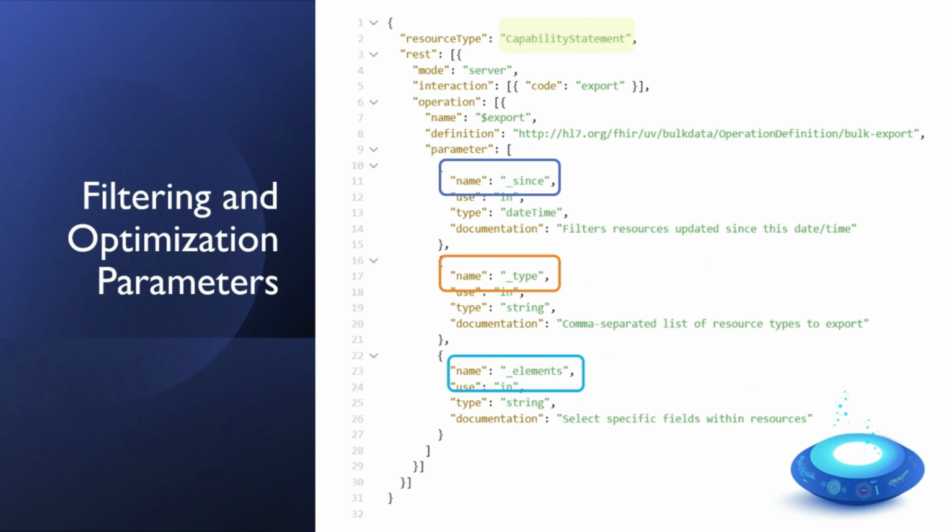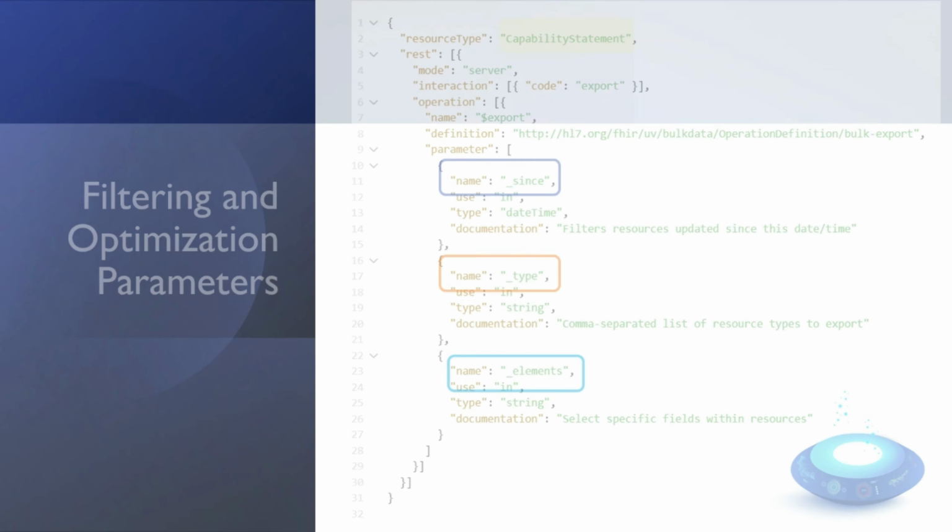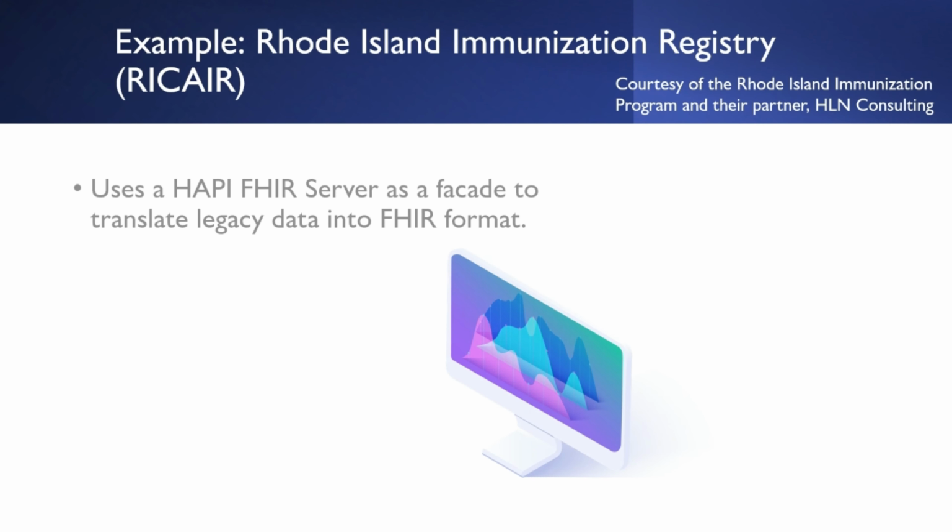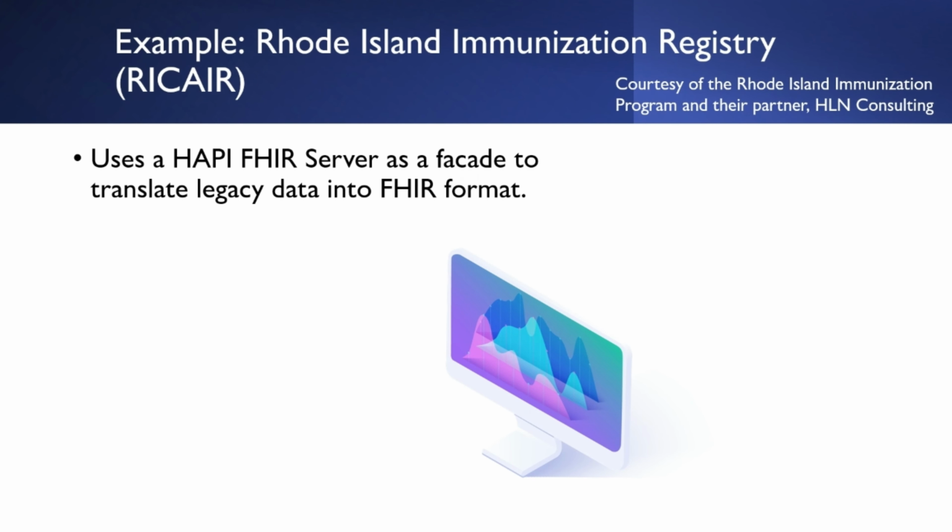However, not all servers support all filters. Agencies must review the FHIR capability statement to determine which options are available. A compelling real-world example of bulk FHIR in action can be seen in the Rhode Island Child and Adult Immunization Registry, also known as RICAIR.